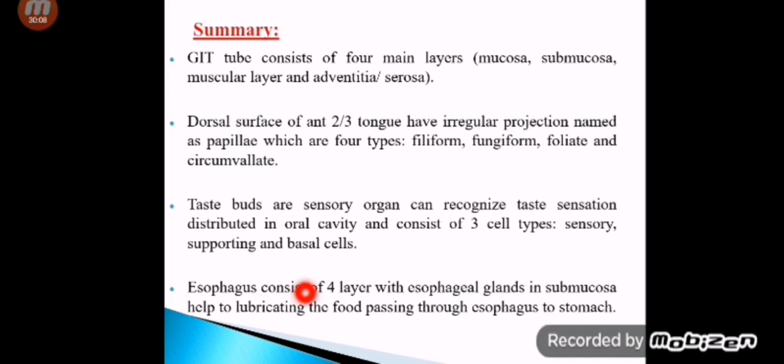And lastly, the esophagus also consists of 4 layers, with the esophageal glands present in the submucosa helping to lubricate the food passing through the esophagus to the stomach.